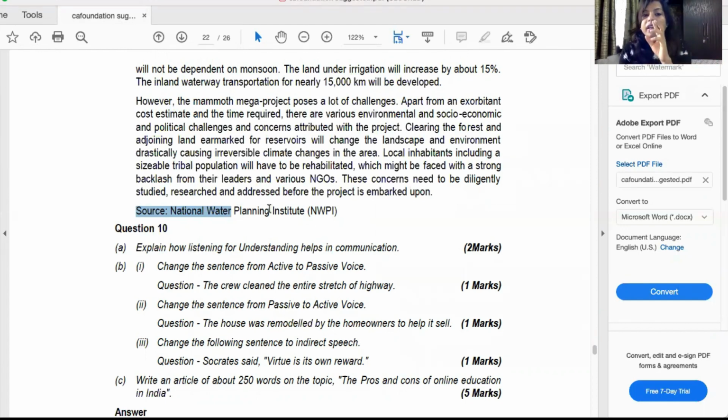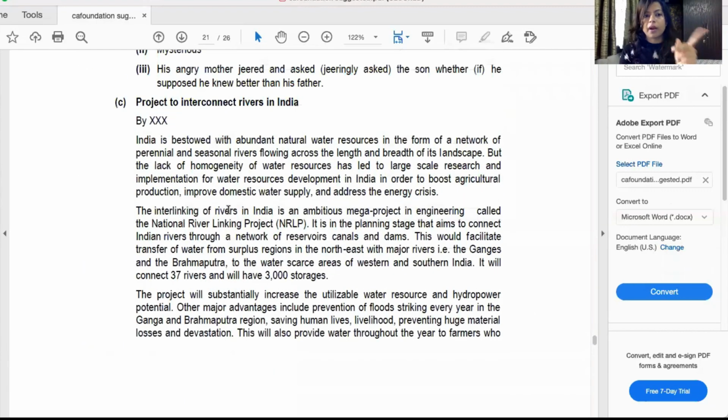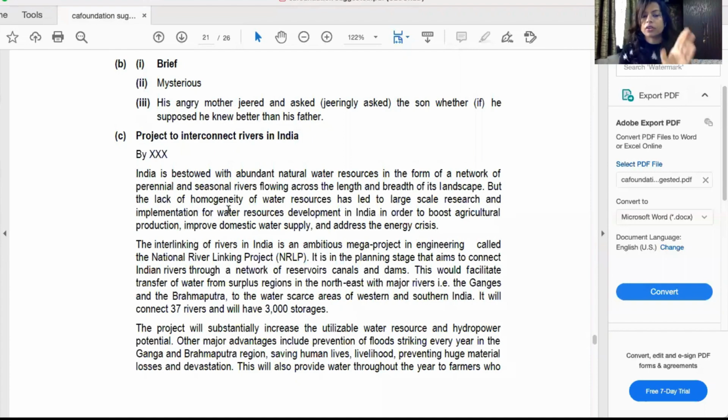I'm telling you, each and every thing will fetch you extra marks. If you don't write the source, your marks will be deducted. If you don't write the by, your marks will be deducted. So take care of the formats.